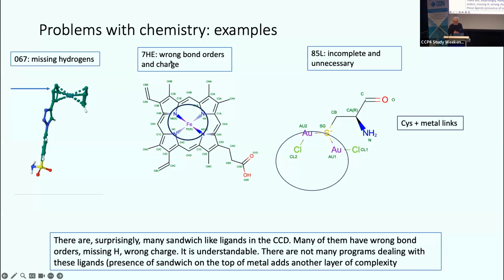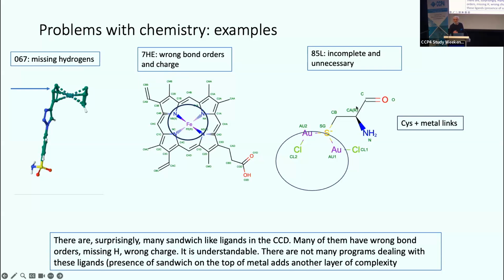Another example, 7HE. There's an iron, and if you count the bonds, you will get an iron +4, which is not likely. Iron likes to be +2 or +3. And surprisingly, there are many redundant structures. I'll give some examples in the next slide.